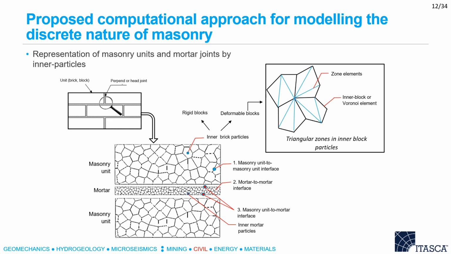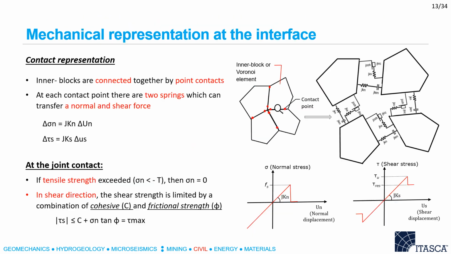Inner blocks can be subdivided into simple triangular finite elements, designated as zones, which give a much better approximation of the strain field than the assumption of uniform strain in the whole inner block. In this example, the discrete deformable inner block elements containing internal meshing are assumed elastic, but a nonlinear material behavior may also be used if necessary. In the numerical model, inner blocks are connected together by point contacts.